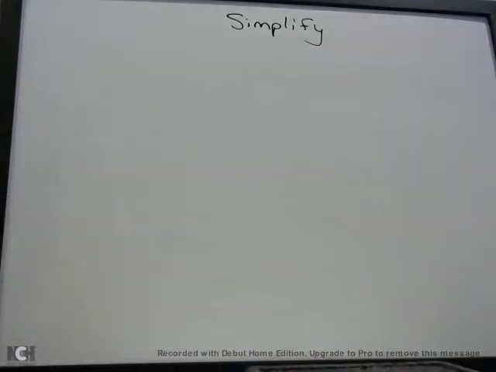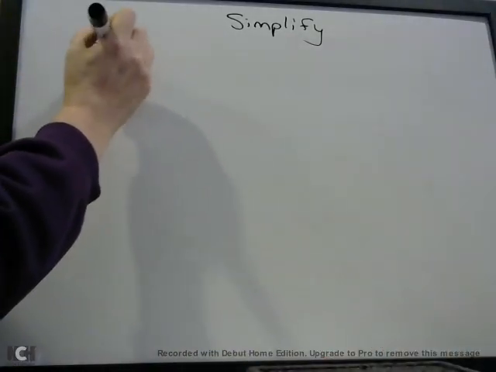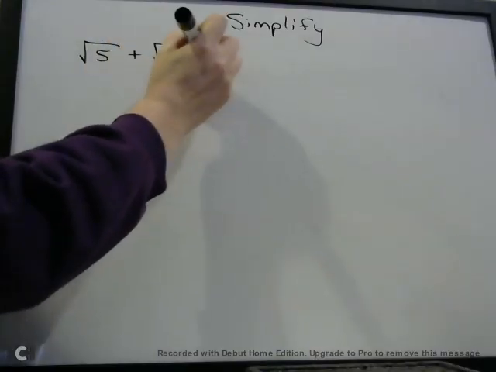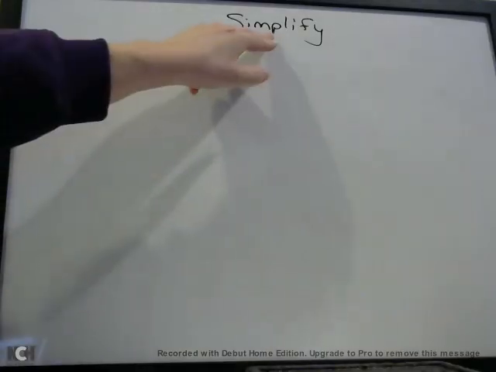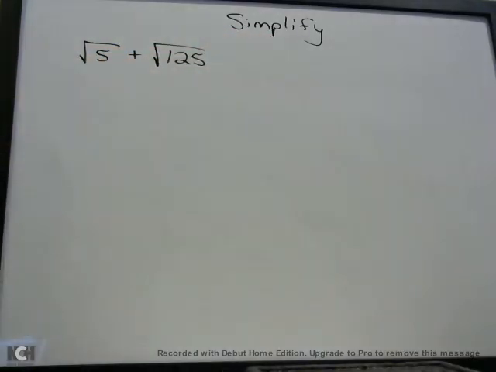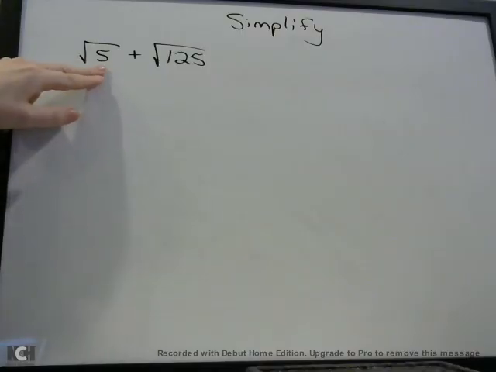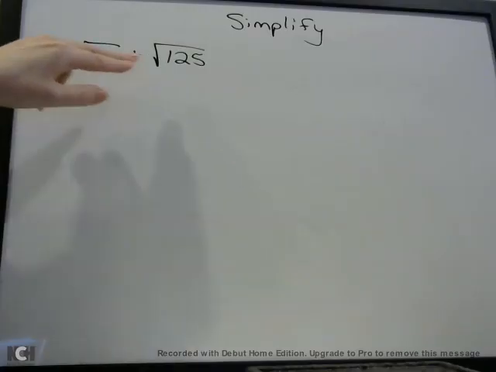So if you have a problem, let's just say it's square root of 5 plus the square root of 125. This is a fairly complicated problem, and it says simplify. Well, we know that the square root of 5 is not a whole number because we have memorized the whole number ones, and we know in the multiplication tables that there's no number times itself that equals 5. So that is simplified as far as it can get.